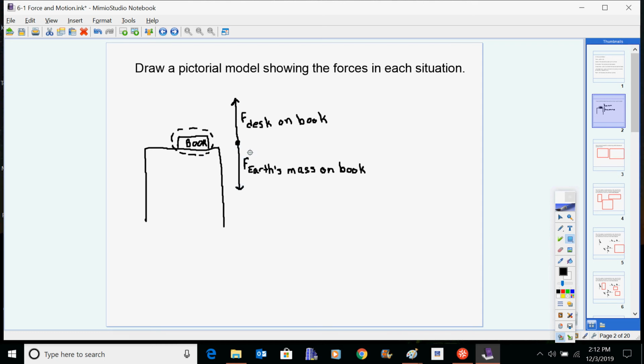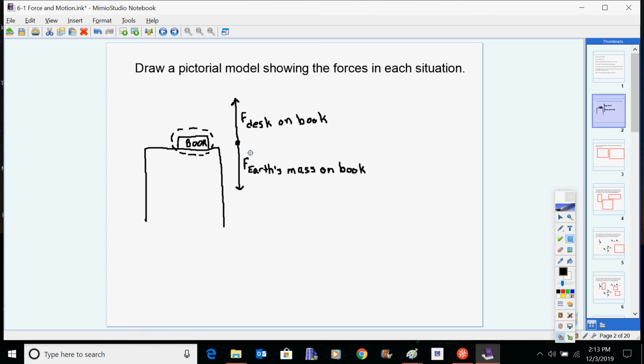Gravity comes from the Earth's mass. Even though it's not a contact force, it comes from the idea that the Earth has mass. So anything that has mass is actually pulling on every other thing. But because the Earth is so big, it exerts a bigger force than just your random little thing that's sitting near you. So you've got this giant force that's pulling on this book, because the Earth is so massive. So it's the force of the Earth's mass on the book.